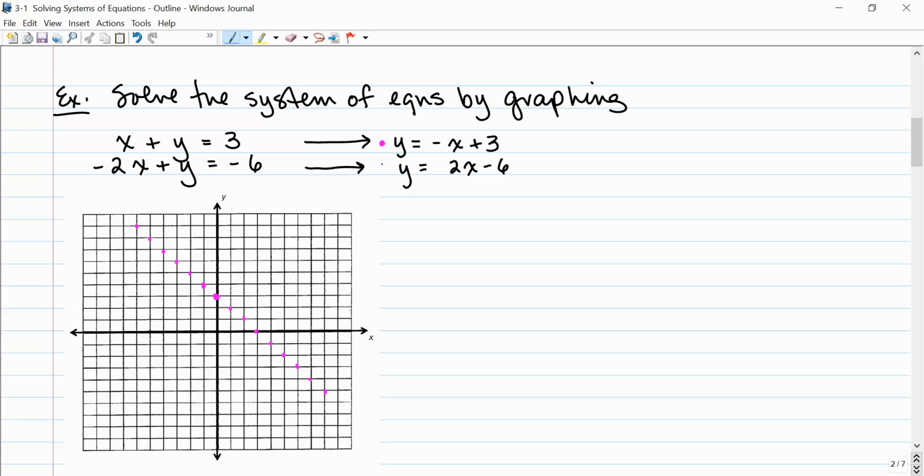I'll do my second one in blue. That's y equals 2x minus 6. So I'm going to start with my y-intercept of negative 6. And my slope is 2, so up 2 and right 1. And I'm going to move in the direction of the other line because I'm looking for that point right there, exactly where they cross each other. So I'll go ahead and complete this line. And just so it looks nice, I'll go ahead and draw my pink line as well.